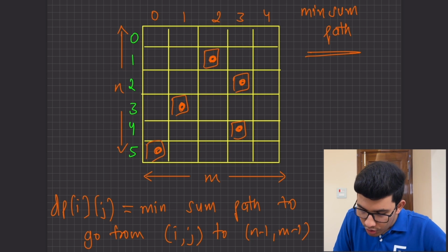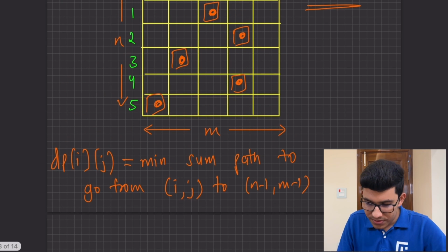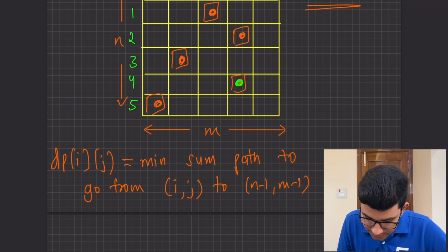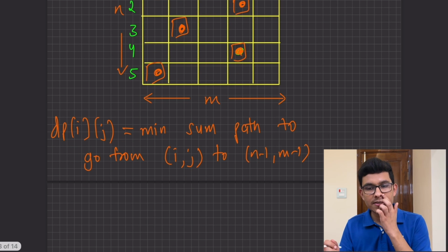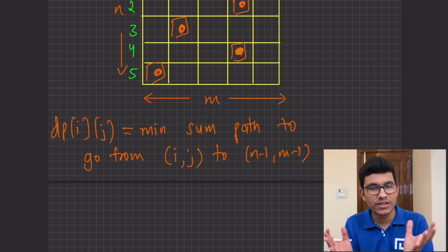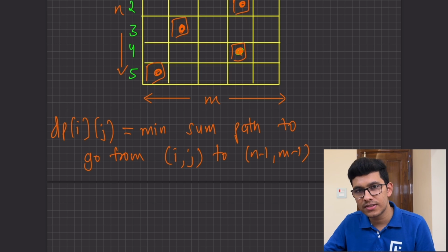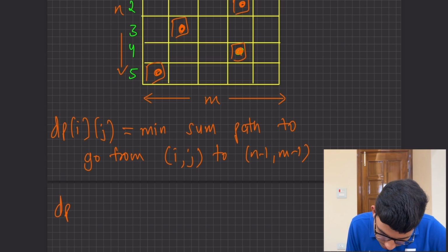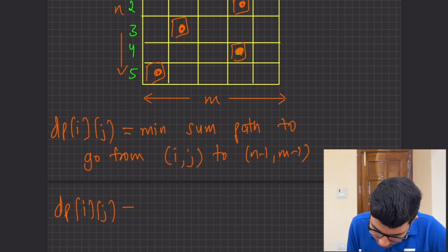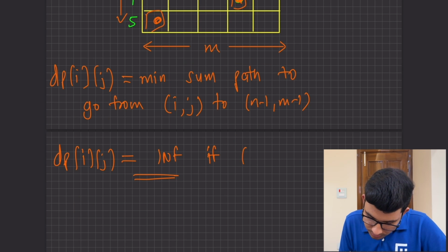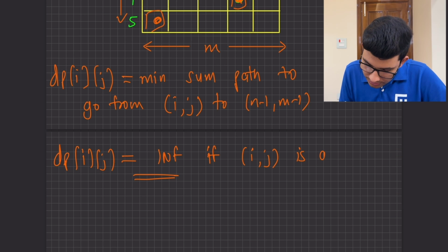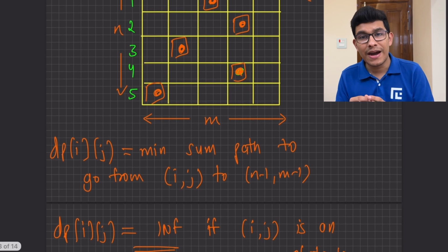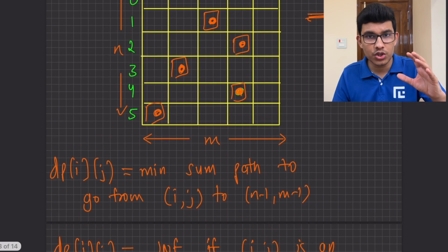What you could do is that whenever you end up at an obstacle, like this orange one, clearly you want to avoid it, right? So there is no path to go from these obstacles to the cell n minus 1 comma m minus 1. You can simply say dp of i comma j is equal to infinity if i comma j is an obstacle. If you do something like this, it will make sure that you don't consider this path in your minimum or the shortest sum path.